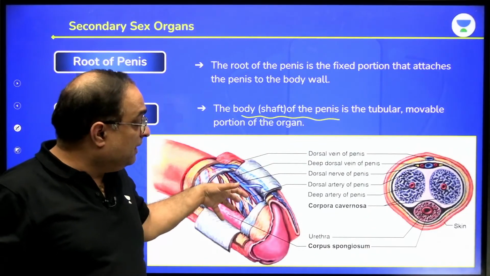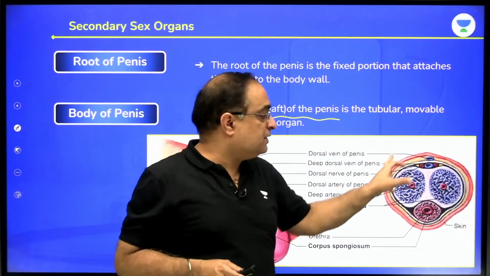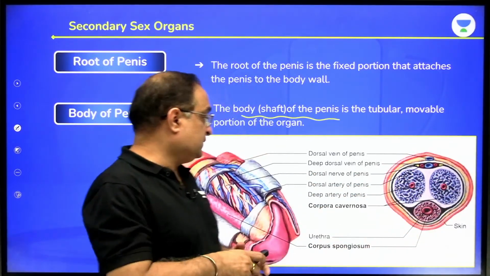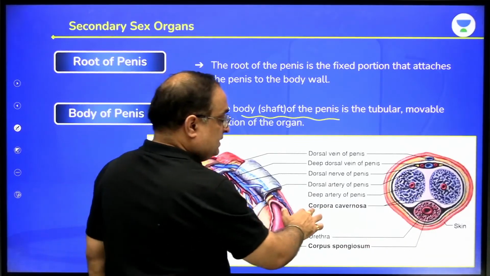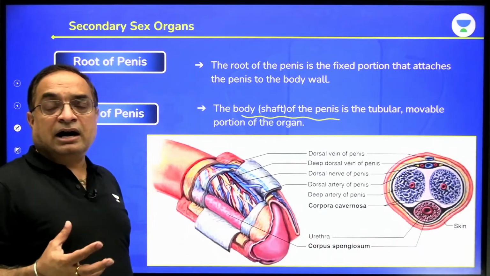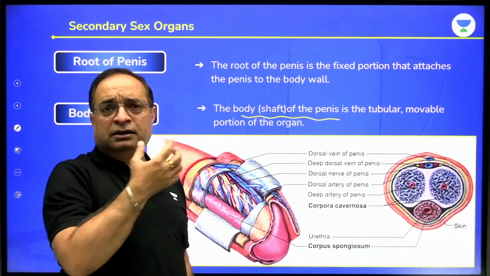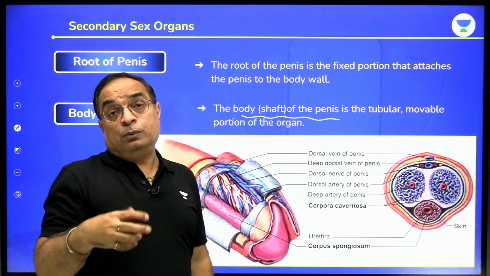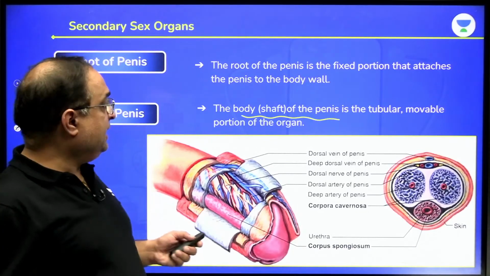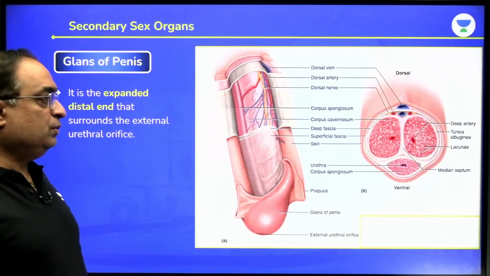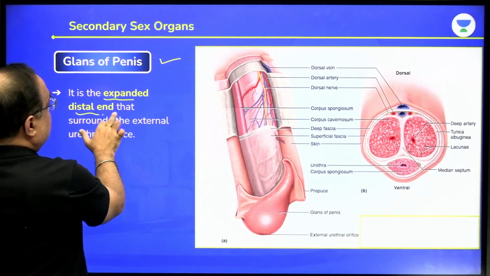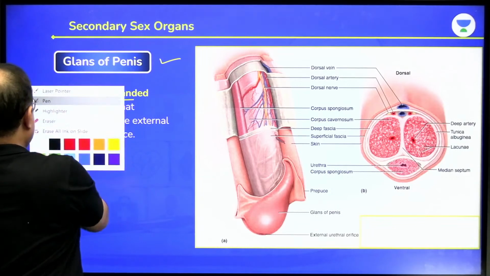So there are so many blood vessels, and this is a transverse section. This we need to learn. Corpora cavernosa, corpus spongiosum, these are important, right? You can see here corpora cavernosa and you can see corpus spongiosum. These are the erectile tissues in the penis which get filled up with blood when a person is sexually excited, right? Now, another diagram, beautiful diagram. Glans of the penis, the external expanded distal end that is surrounding the urethral orifice.